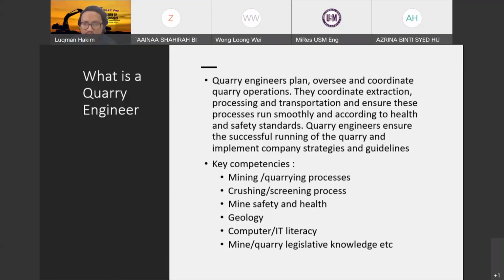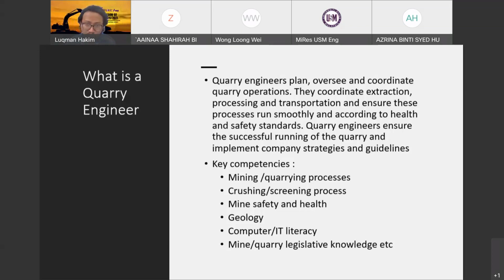So basically quarry engineers plan, oversee and coordinate quarry operation. Maksudnya dia merancang, dia memantau dan dia coordinate apa-apa quarry operation. Quarry operation ni sebenarnya simple. Dia punya process flow tak complicated. It's not rocket science, it's very simple. So you pun boleh dalam satu kertas dan 15 minit you boleh explain basically quarry punya layout. Tapi dalam tu pula dia ada lagi komponen-komponen kecil yang you perlu manage.